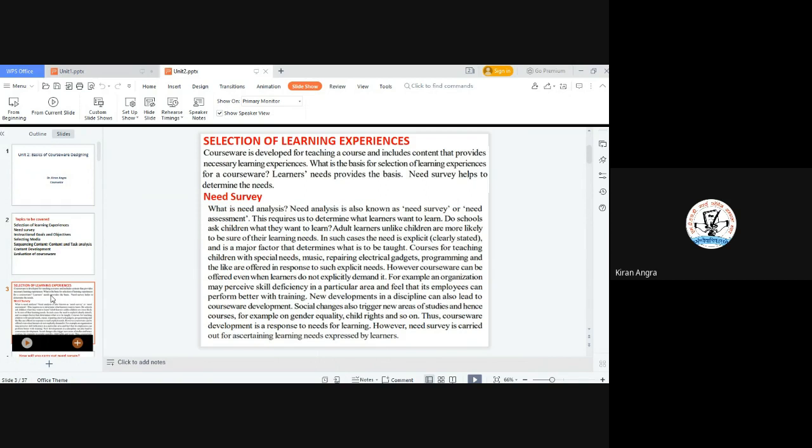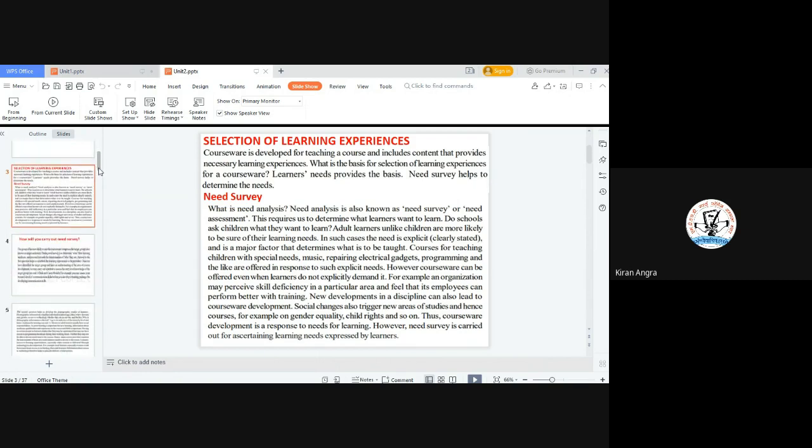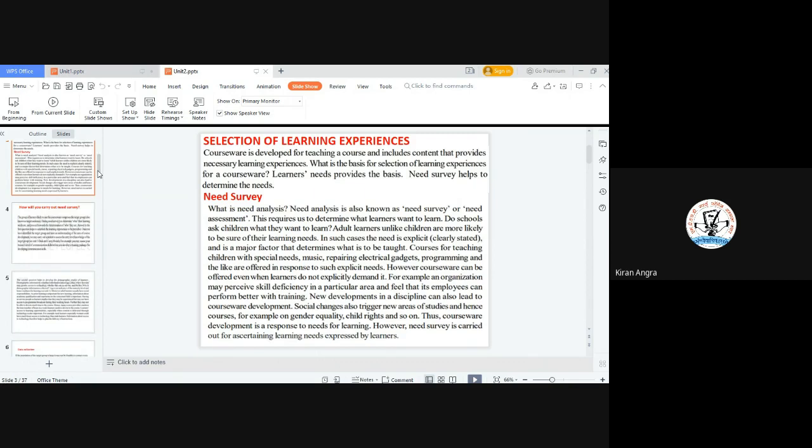So it can be computer programming. Then they are offered in response to their explicit needs. The courseware can be offered even when learners do not have explicit needs, but an organization perceives some skill deficiency in a particular area and wants the employee to perform better. Then also they can give some learning experiences.